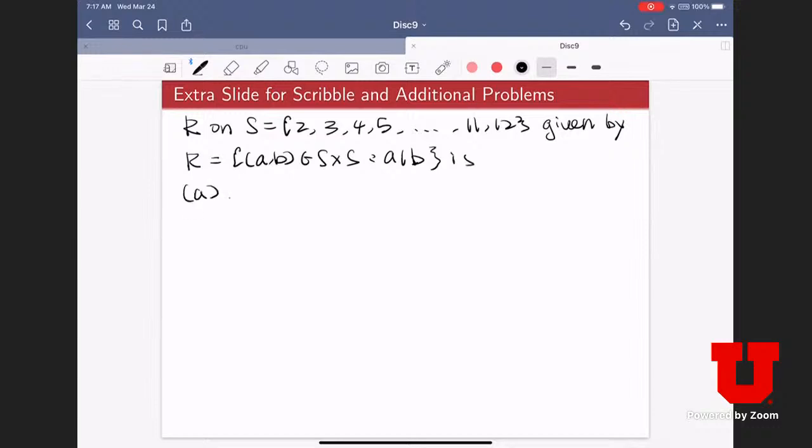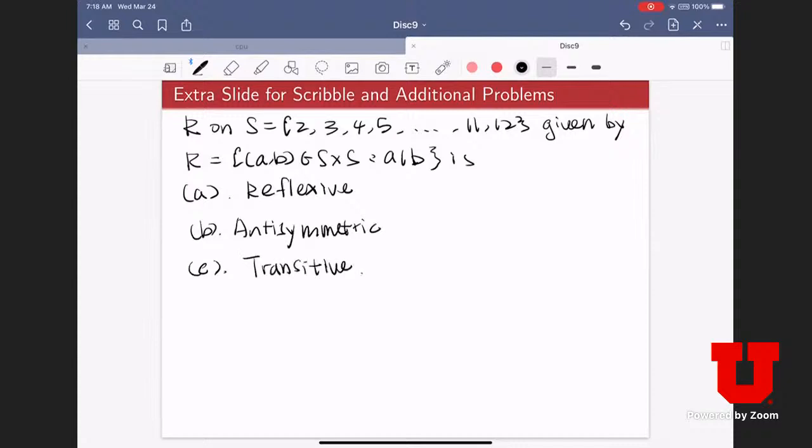This one is also prove or provide a counterexample to the propositions below. The first one claims that A, the relation is reflexive, B, anti-symmetric, and C, transitive. All right. I'm going to give you guys about 2 minutes to look at the first three.